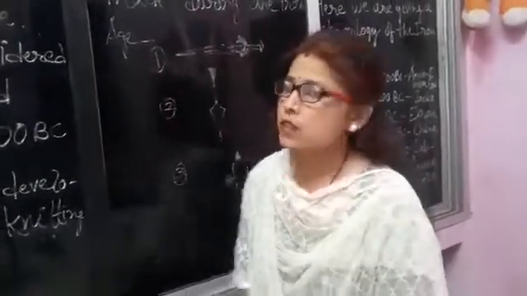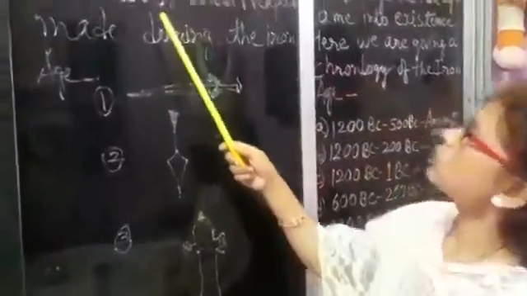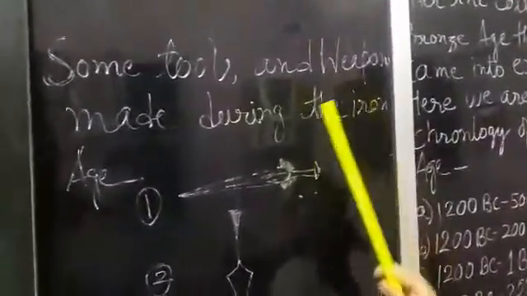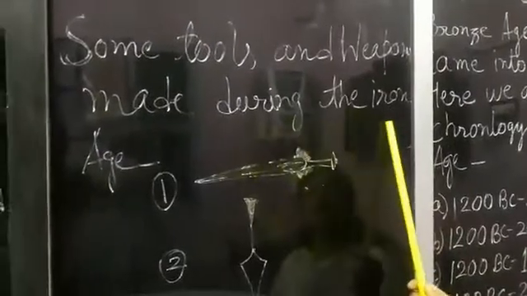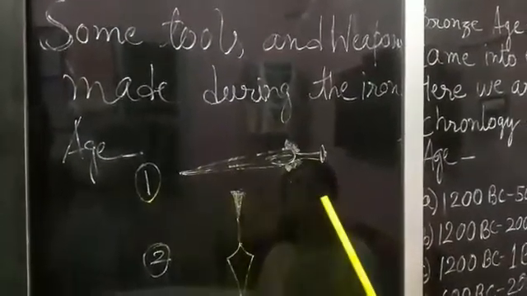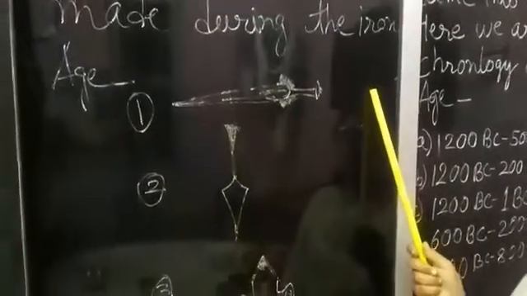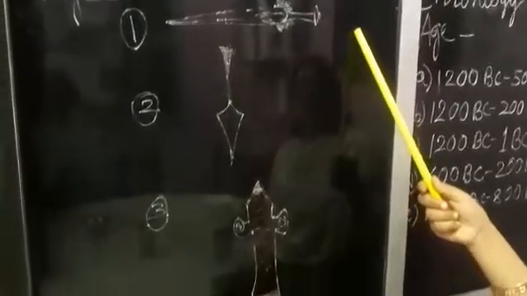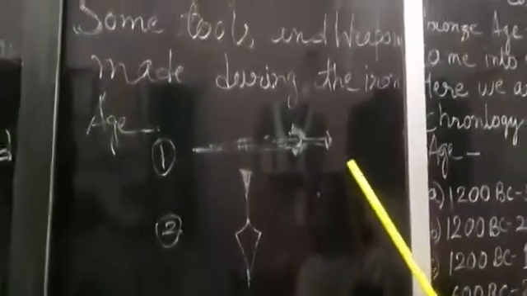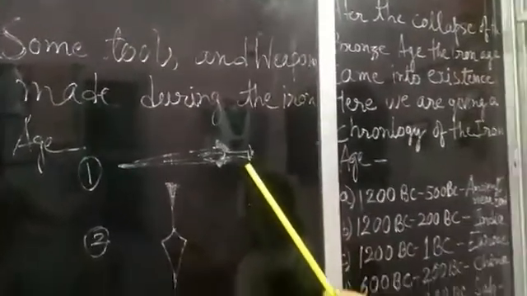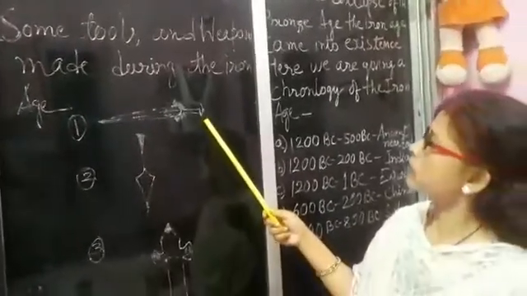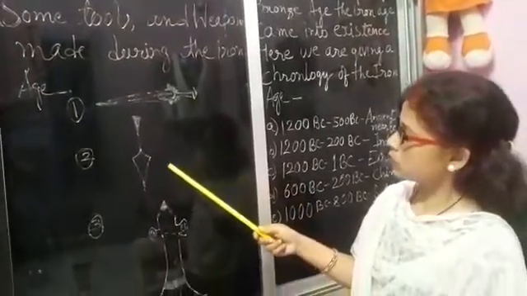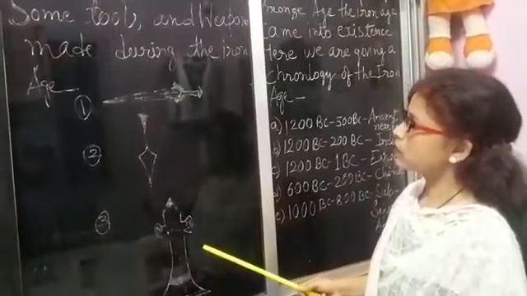There are some tools and weapons made during the Iron Age. In the Iron Age, people made their weapons and tools with iron. These are the figures: Figure 1, 2 and 3.